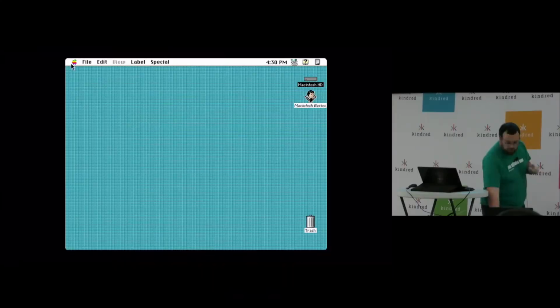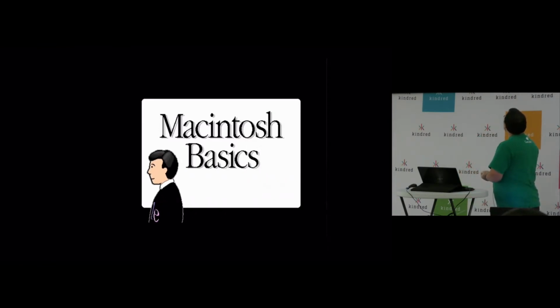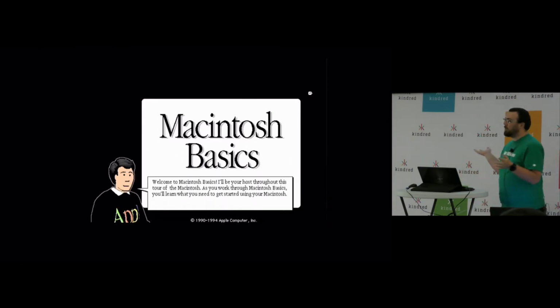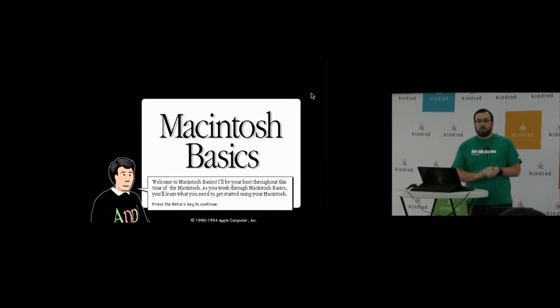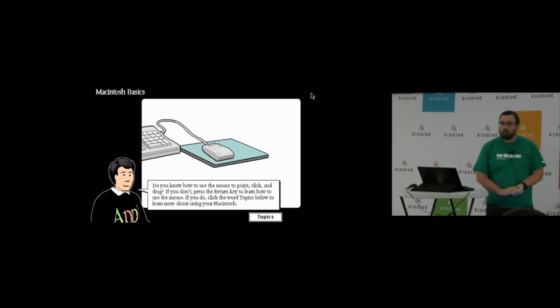So we launched Macintosh Basics. And Macintosh Basics was the program that came with every Mac at that time that taught you how to use a Mac. And because the mouse was new, it taught you how to use a mouse. And it actually had this thing: if you know how to use the mouse, use it to click the button. And if you couldn't figure out how to click the button, you would go through a tutorial on how to use the mouse. So I'm just going to show you a very quick version of that.